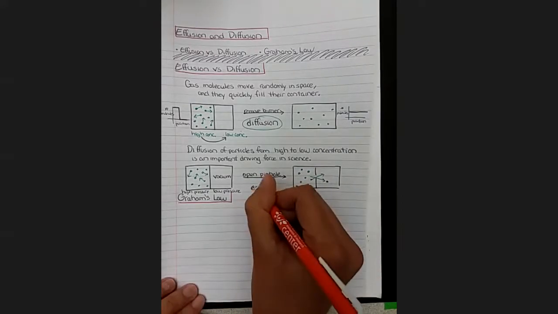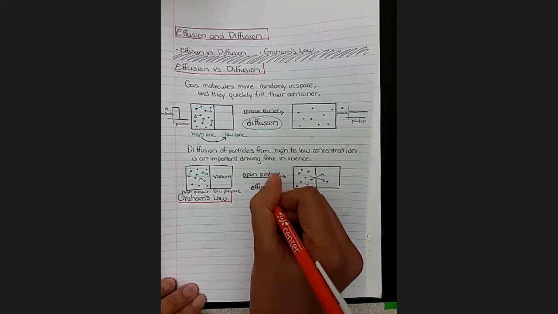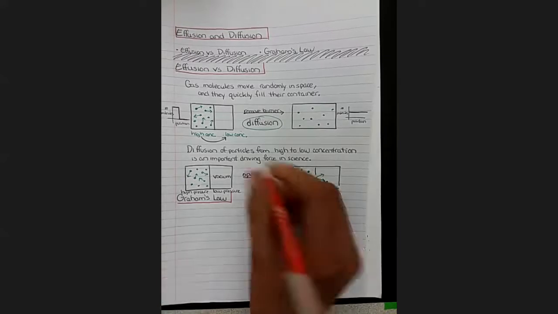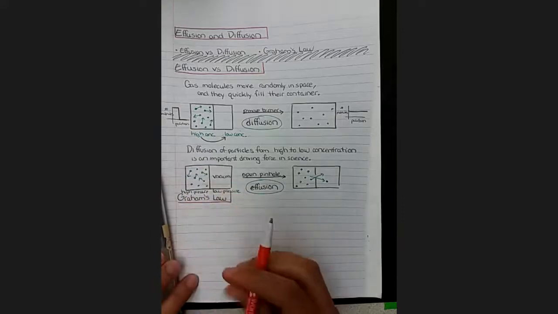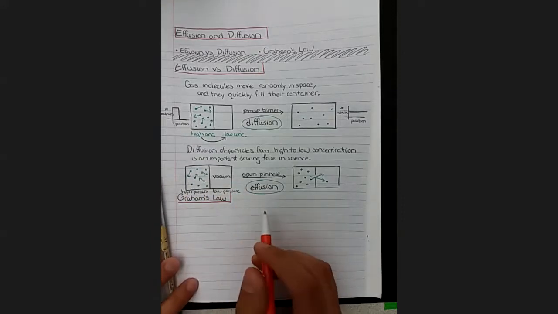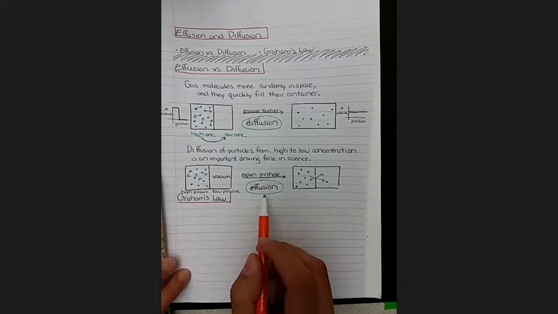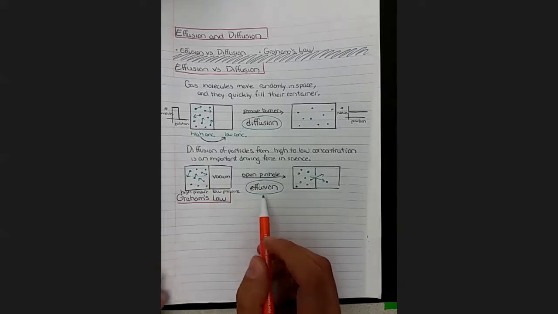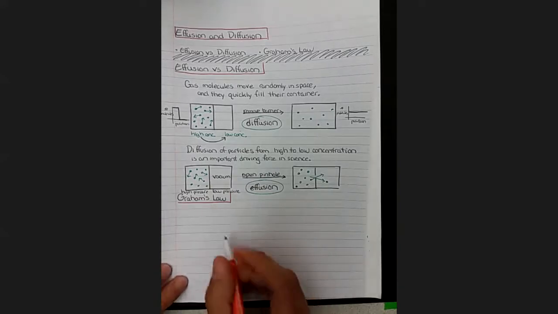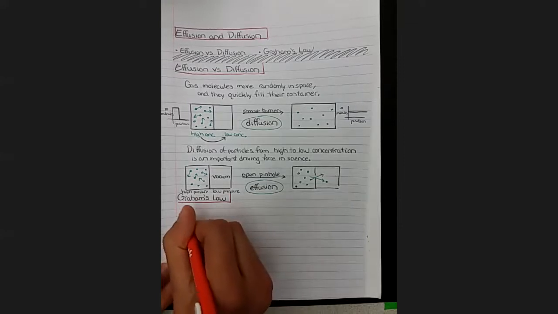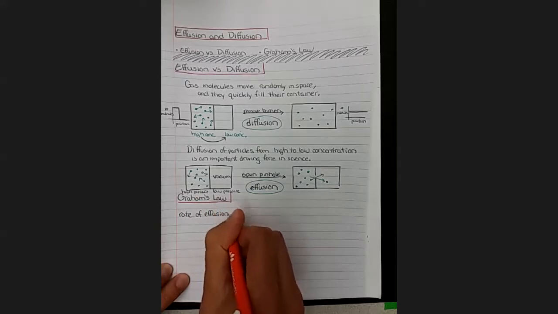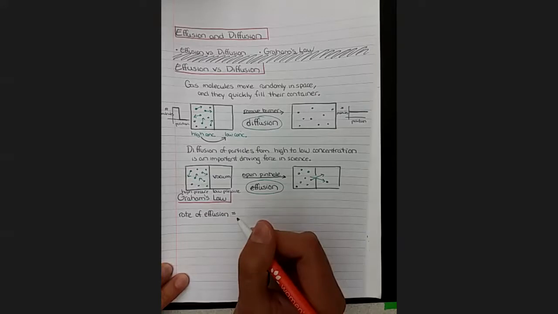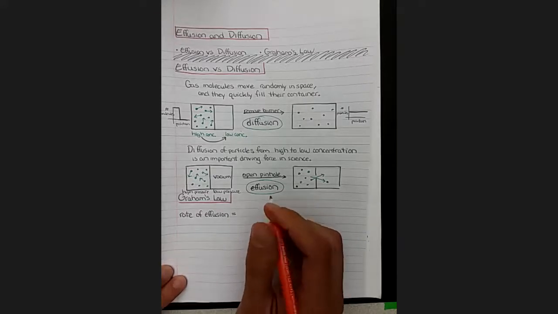So that process of moving through a pinhole into a very low pressure area is called effusion, with an E. So it's a slightly different process. And effusion is related to something we talked about in the last video, the root mean square speed, according to Graham's law. Unfortunately, not Graham, our inorganic professor. It is someone whose last name was Graham.